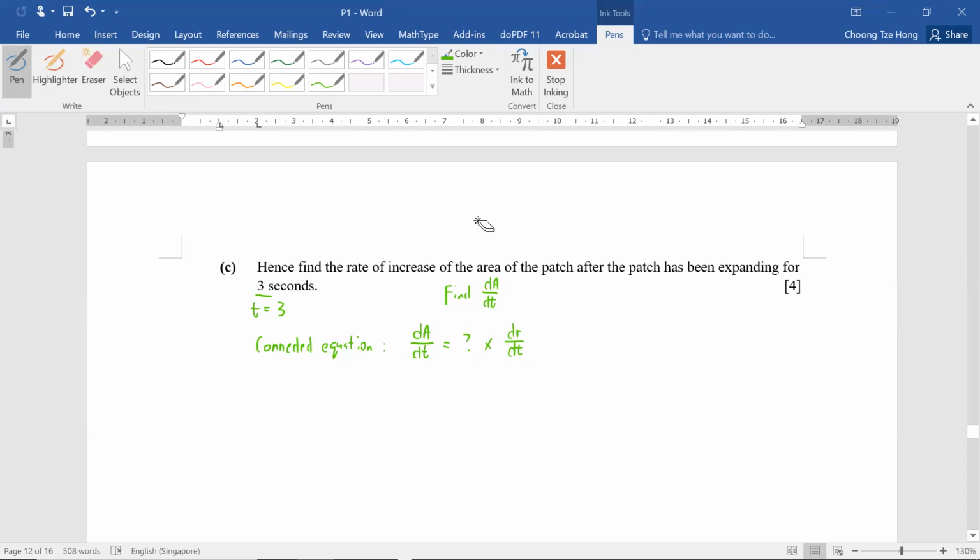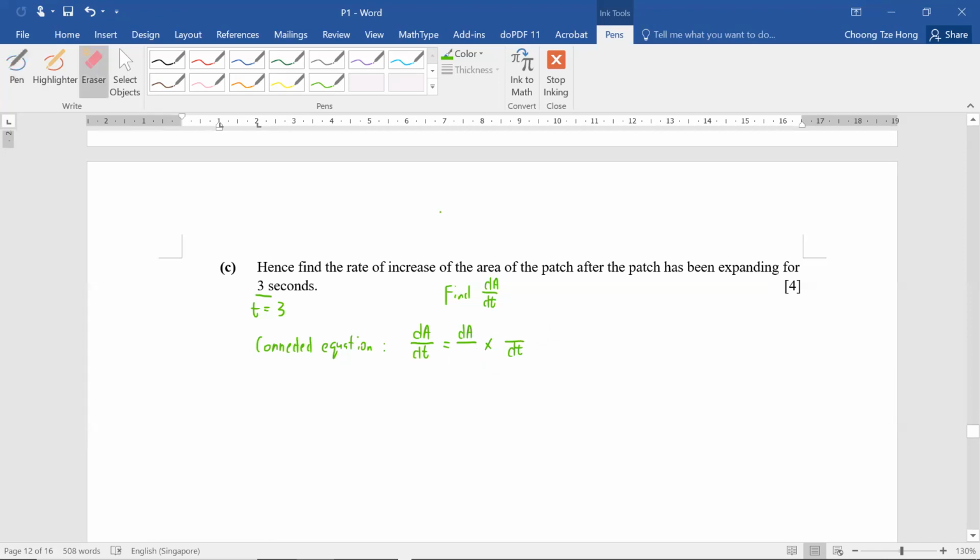Since we need a dA on top, it becomes quite obvious that we will need a dA. And because we want dA/dt eventually, what we will need to do is multiply dr/dt with dA/dr. You can see that the dr will cancel off, and then you will get the dA/dt. Right? So that's what we will need to do.